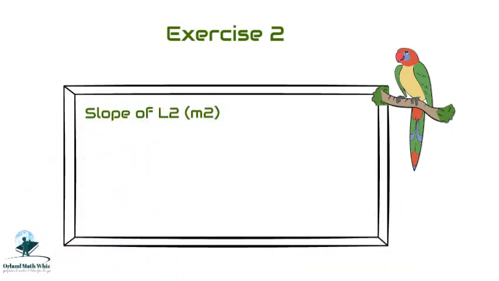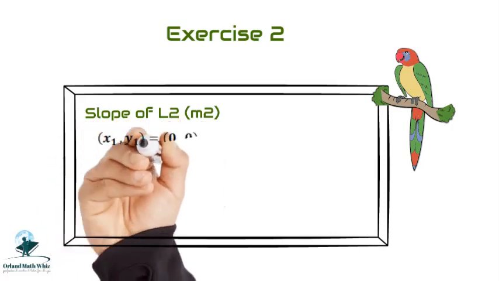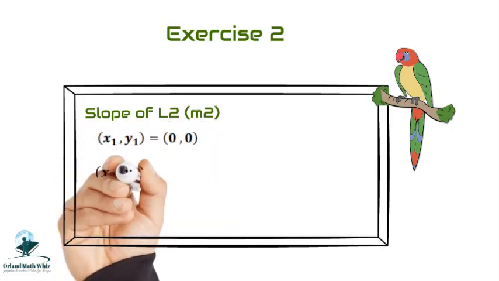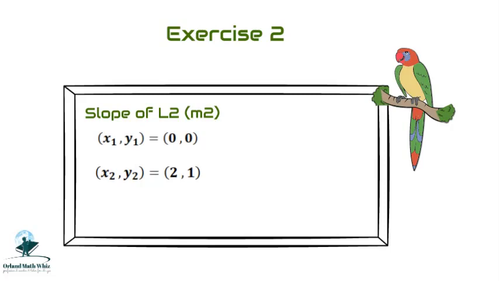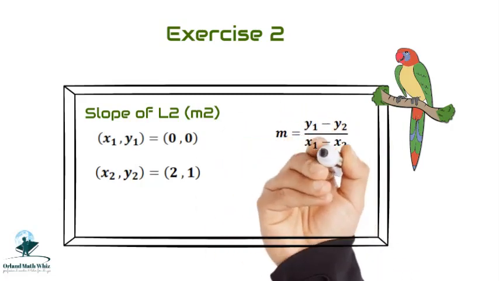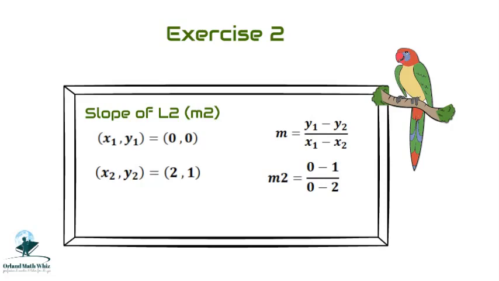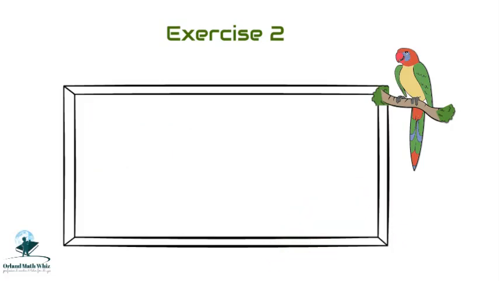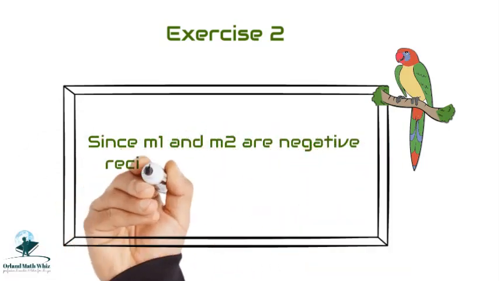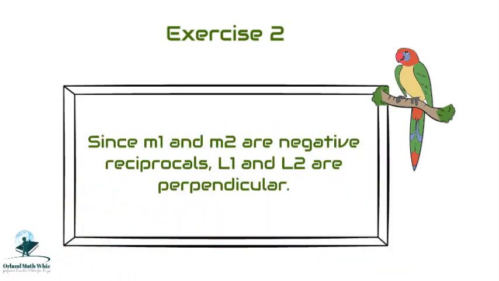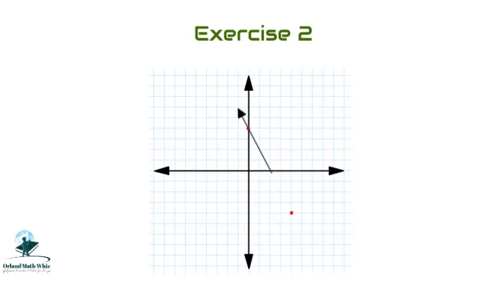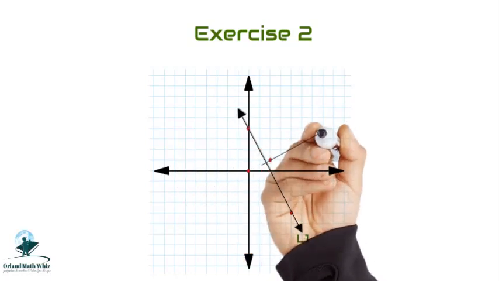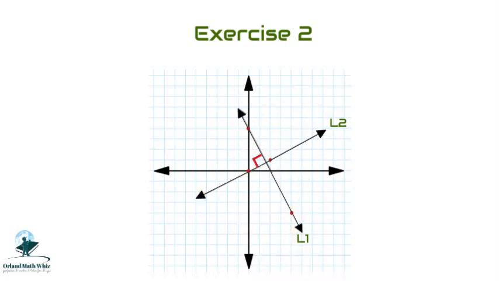Let's now calculate m2. Let (x1, y1) equal (0, 0) and (x2, y2) equal (2, 1). Using the alternate equation for slope, m2 equals the quantity 0 minus 1 over the quantity 0 minus 2. This gives us m2 equals -1 over -2, which is 1/2. Since m1 and m2 are negative reciprocals, L1 and L2 are perpendicular. The graphs of L1 and L2 are as follows, and we can visually see that the 2 lines are perpendicular.